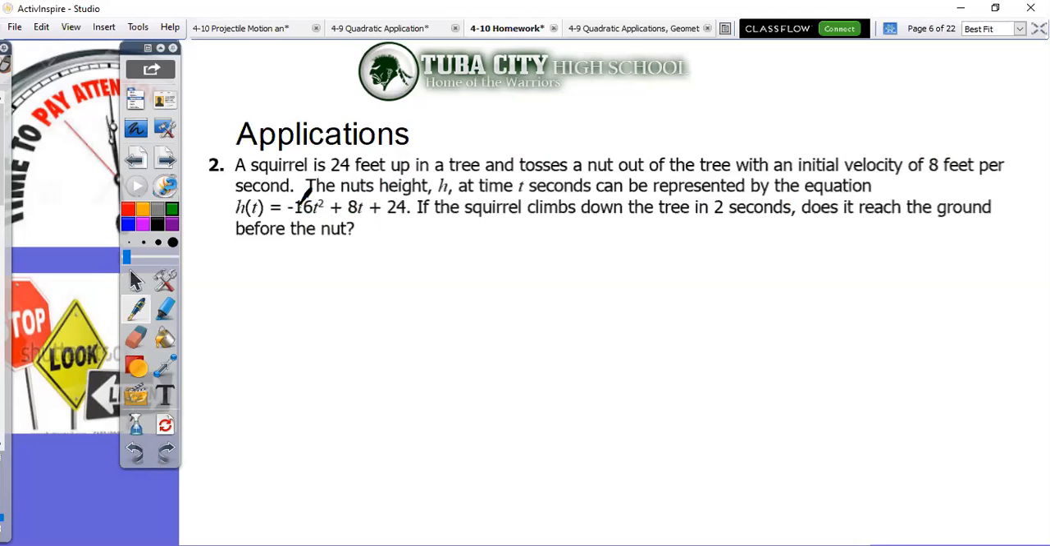The first number, negative 16t squared, is again how fast something falls in Earth's gravity. So that is basically the force of gravity pulling on something. So yesterday we worked on a problem where we were calculating how fast something will fall on the moon, and it would fall much slower because there is less gravity. So this formula is already translated for us. We don't need to do anything really. And let's read our question statement. If the squirrel climbs down the tree in 2 seconds, does it reach the ground before the nut?